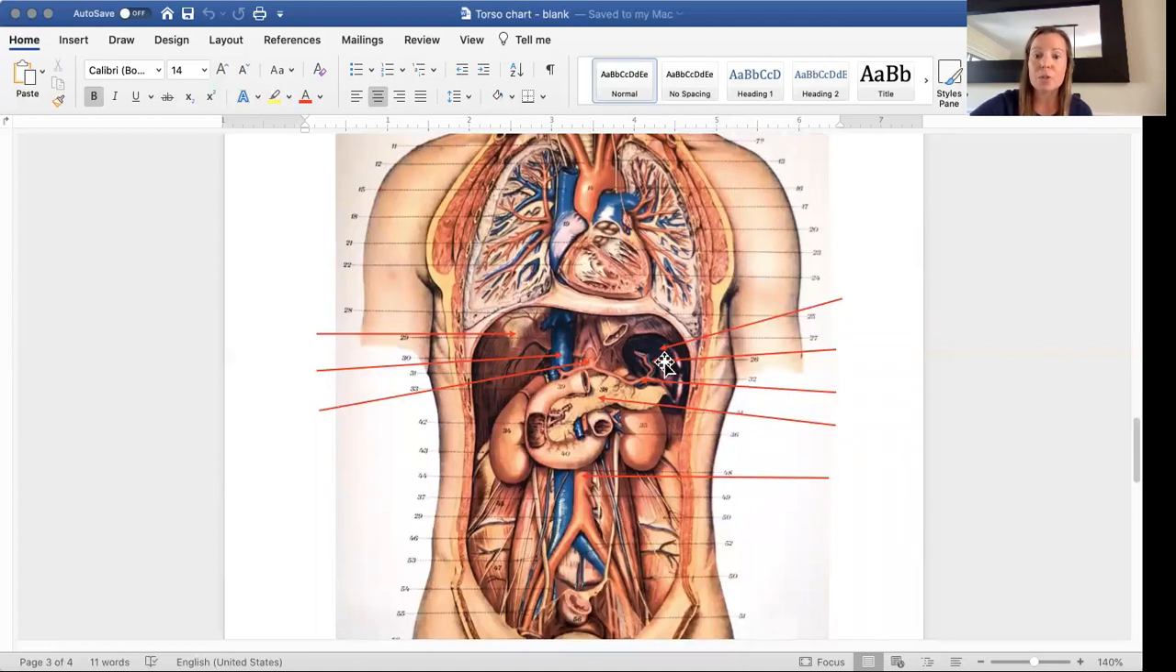This arrow is pointing to the splenic vein. And this one is pointing to the red blood vessel, that's the splenic artery. This is pointing to the yellow organ, which is the pancreas. And then we've got a few other blood vessels here. This is the inferior vena cava, this really large blue vessel. And then this is pointing to the celiac trunk. And then down here, this is the abdominal aorta.